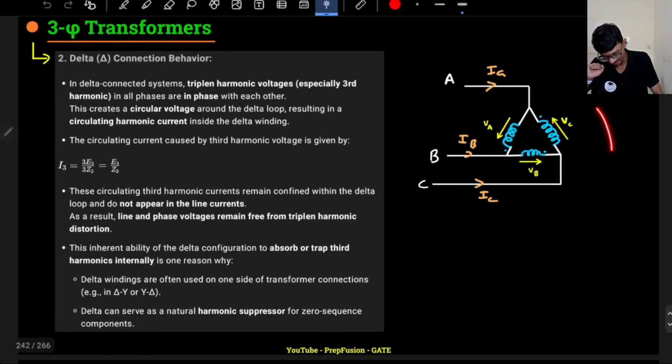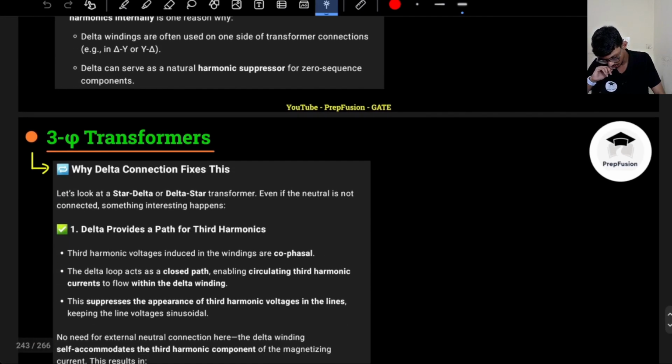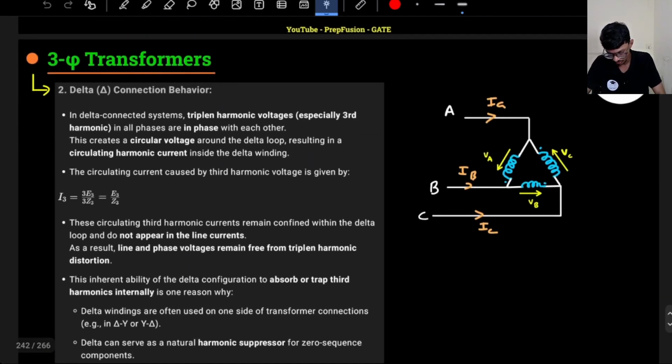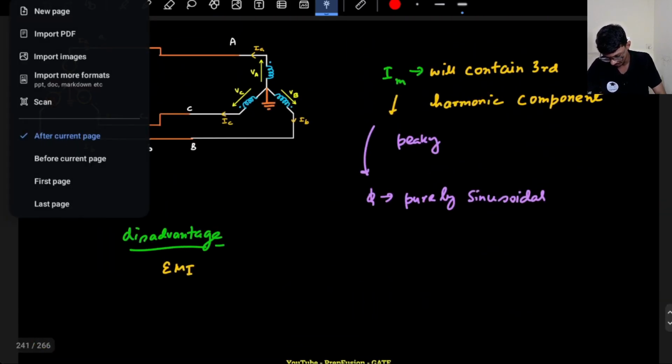So if I have a delta connection, a circulating current will flow in the phases only. It will not flow in the line. Why will it not flow in the line? I will explain. The figure is not drawn here, so let me first solve it.